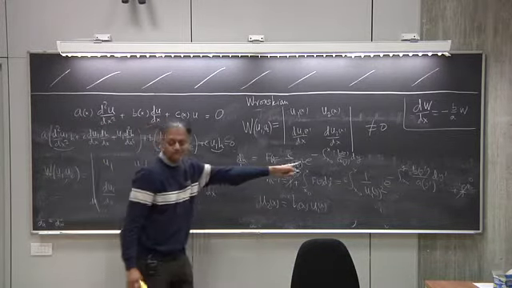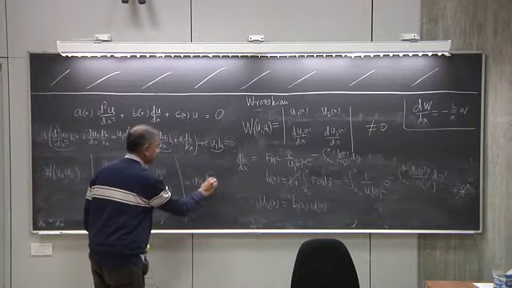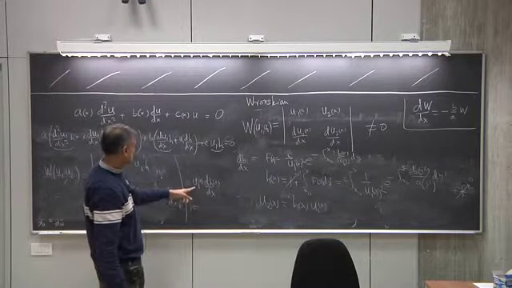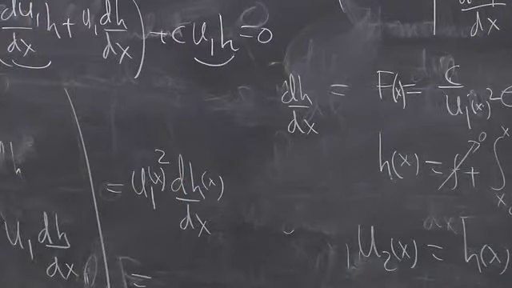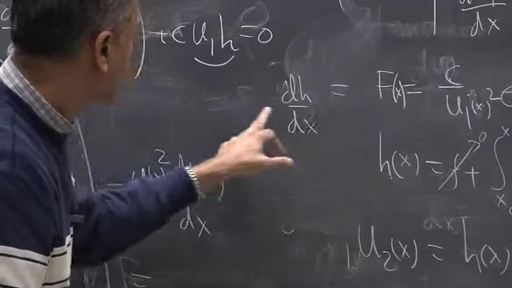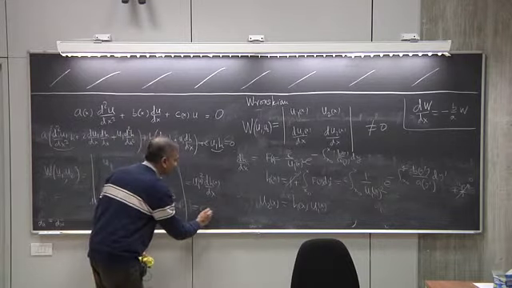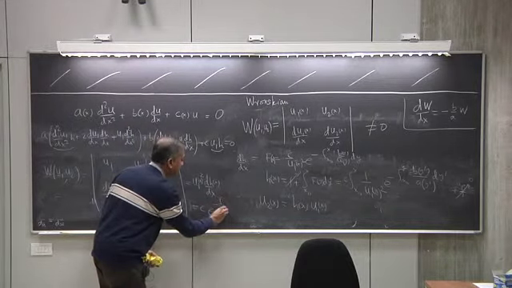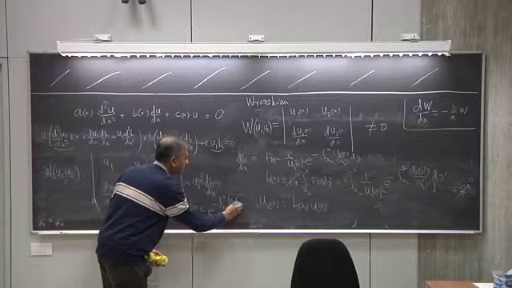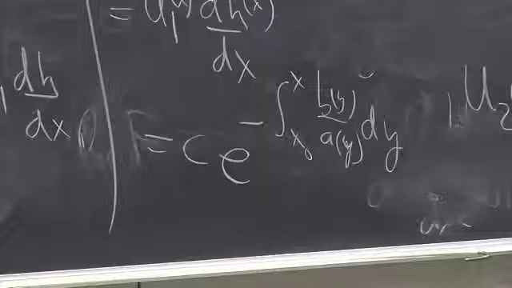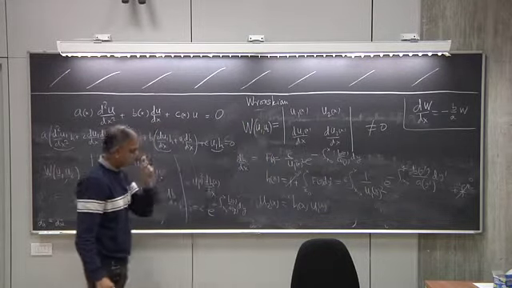But dh by dx is that, right? You see, this is all at x. So when you substitute that, this u1 square cancels, and you are left with some constant, that's not important, times e to the power of minus the integral from x naught to x of the ratio over a dy. This is the Wronskian. Wronskian is simply this exponential part, up to some constant.